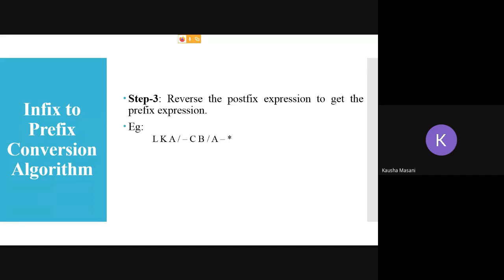Okay, so this you got the end result previously. Now you have to reverse it. So star, minus A divide B C minus divide A K and L. Okay, so then you can say that this is your prefix notation. Okay, this is how the computer is going to do.